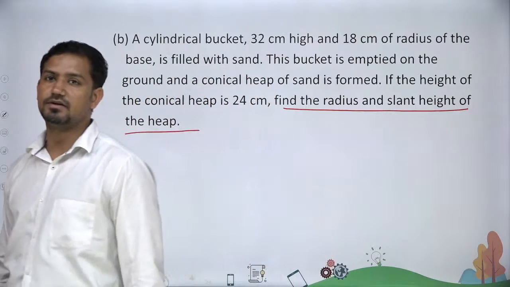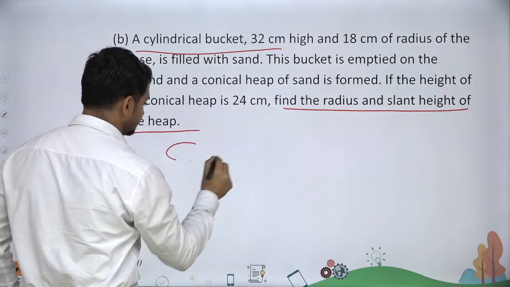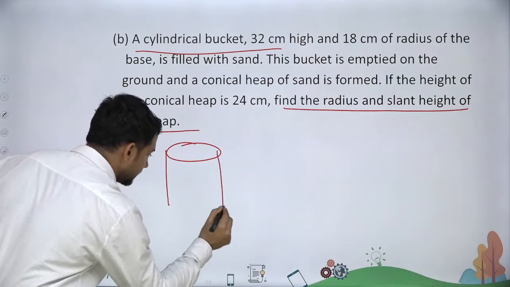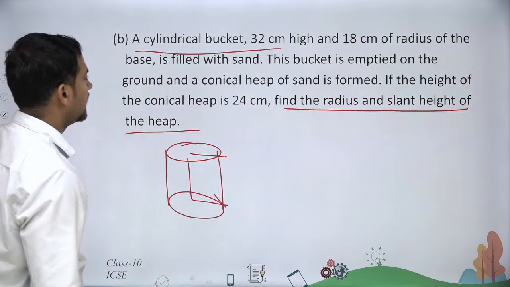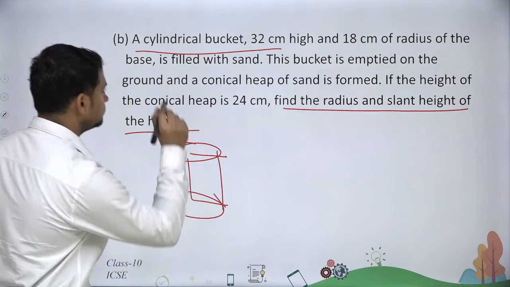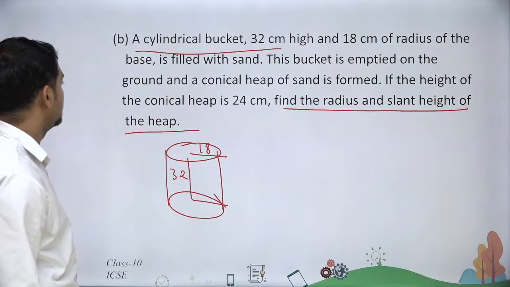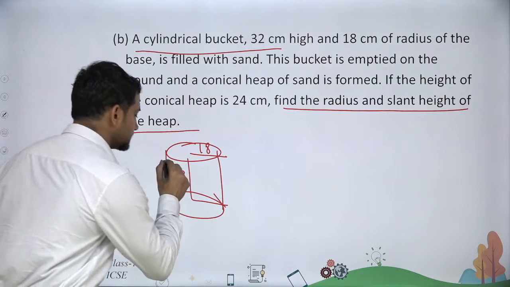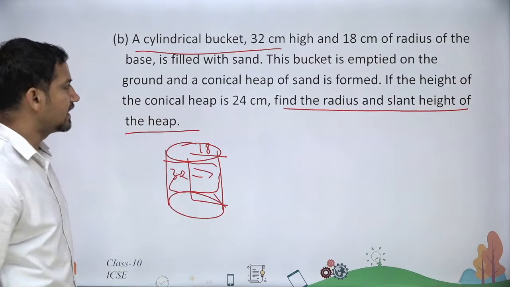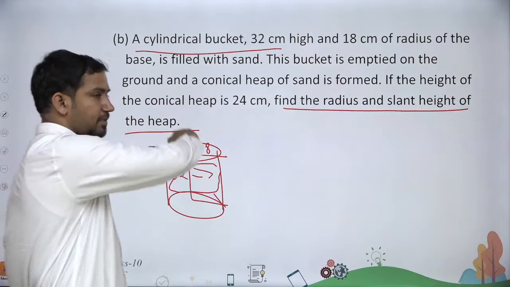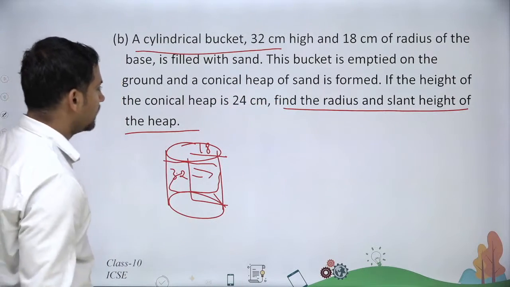So we know there is a cylindrical bucket. The height is 32 and the radius is 18. Suppose it is all filled with sand. Now the bucket is emptied on the ground, and then a conical heap of sand is formed.